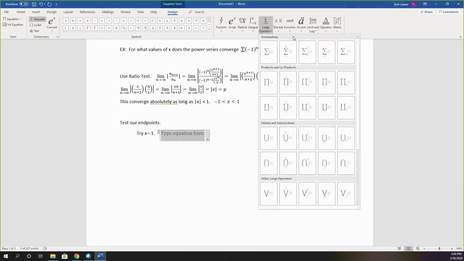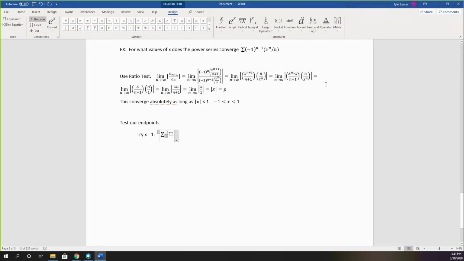To test an endpoint, just plug it back into your infinite series. So this is still going to be the infinite series and goes from 0 to infinity. But now I'm going to replace the x up here with a -1. So we're going to have -1 to the n-1 times -1 to the n divided by n. So again, just replacing the x in the power series with the endpoint -1 here.